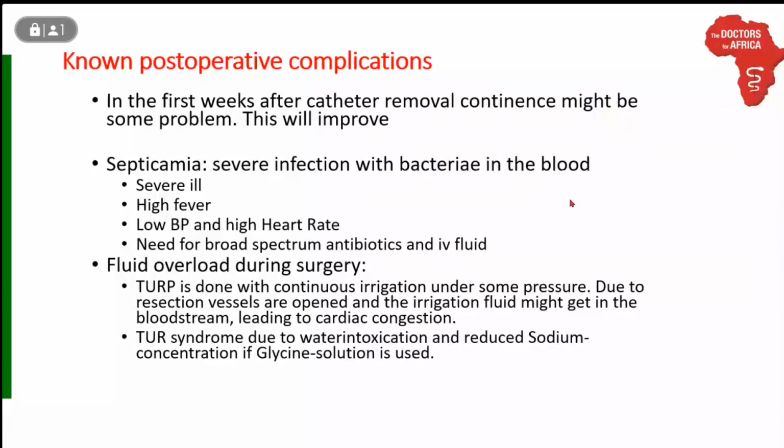There might be fluid overload during surgery. In TURP, there is continuous irrigation during the procedure, and that is done under some pressure. Due to resection, vessels are opened, and the irrigation fluid might get in the bloodstream. This can lead to cardiac congestion, so too much fluid in the bloodstream. TURP syndrome is due to water intoxication and reduces the sodium concentration if glycine solutions are used.